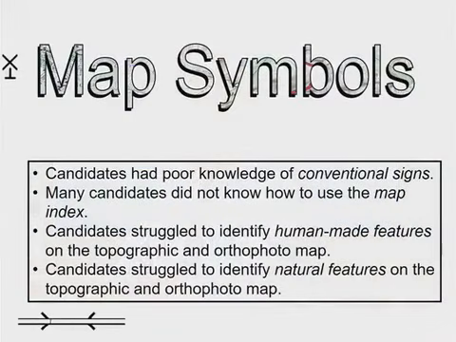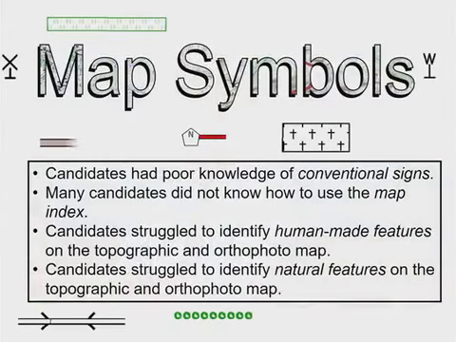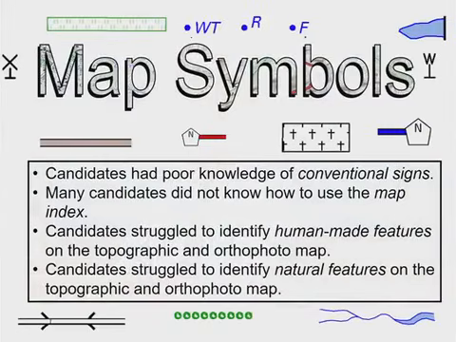Now, what's very important about your map symbols, this came up in the exam reports that we had. Firstly, candidates had a poor knowledge of conventional signs. Conventional signs, your map symbols, your key, whatever you want to call it, it's the same thing. Many candidates didn't know how to use the map index. We're coming back to that again. Candidates struggle to identify human-made features on the topographic and orthophoto map. Candidates also struggle to identify natural features on the topographic and the orthophoto map.